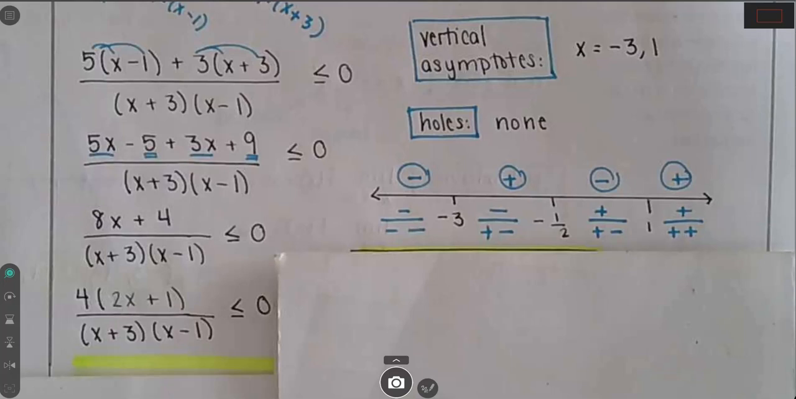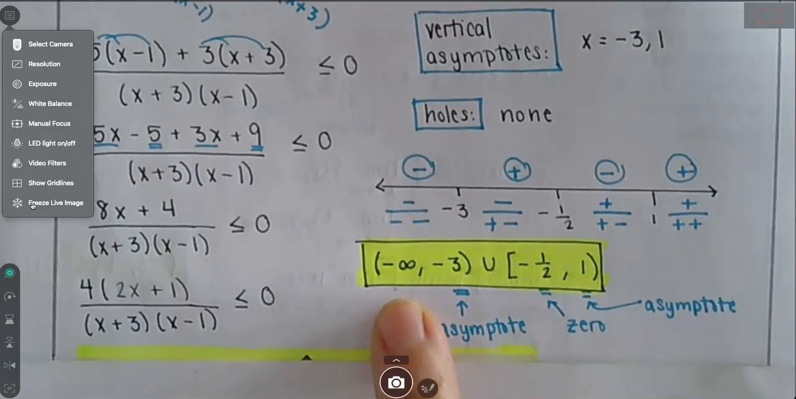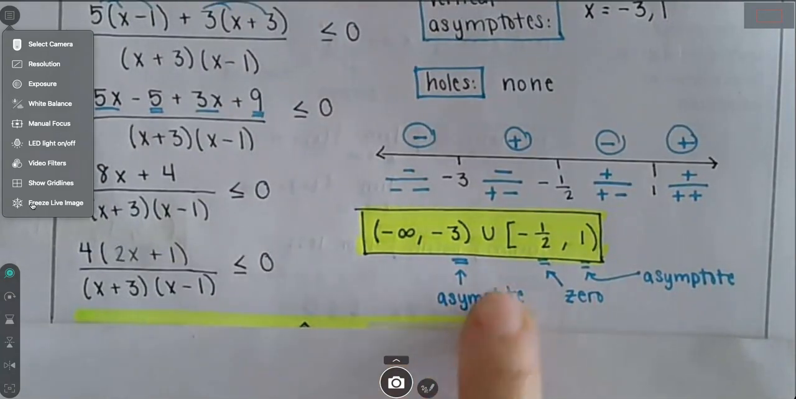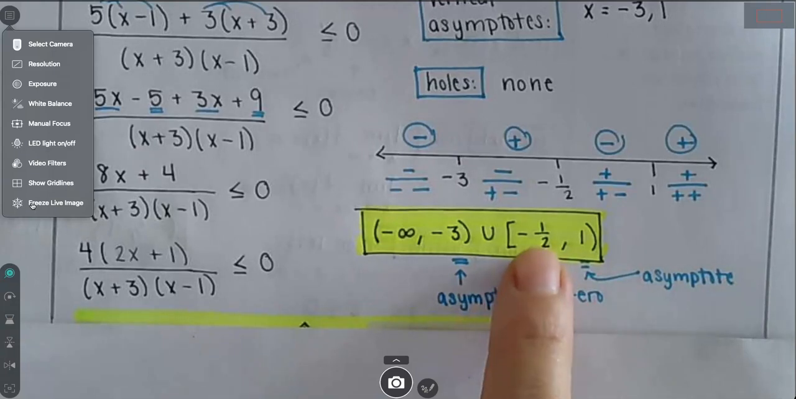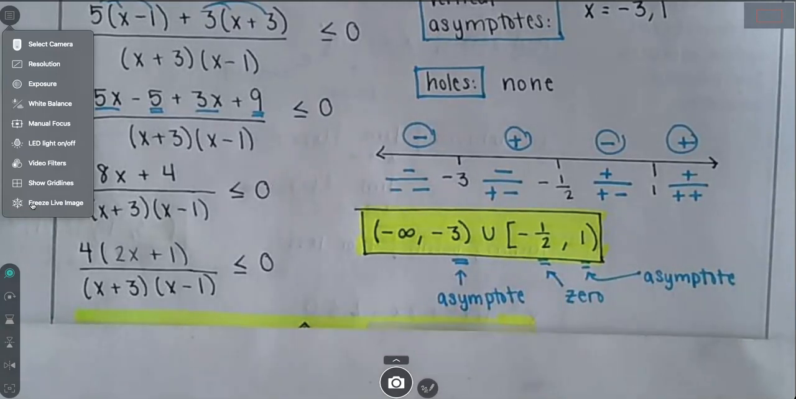All right, everyone got it? Great job. Here is the answer. Okay, we have negative infinity to negative 3. There's an asymptote here, so it's not included. And then negative 1/2 to 1, this is a 0, so it's included. The 1 is another asymptote, so that is not included.